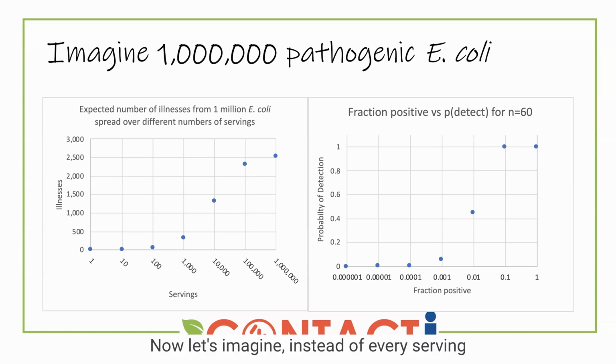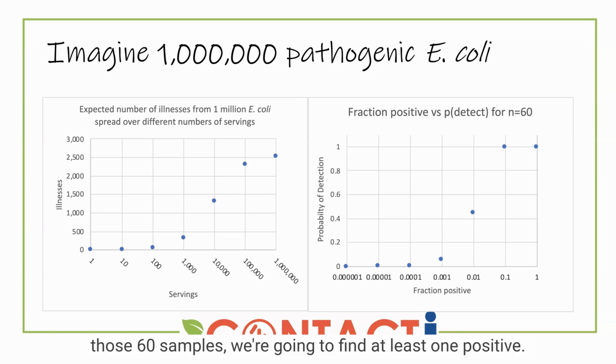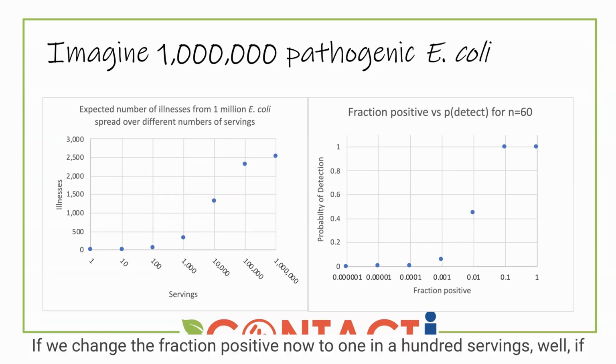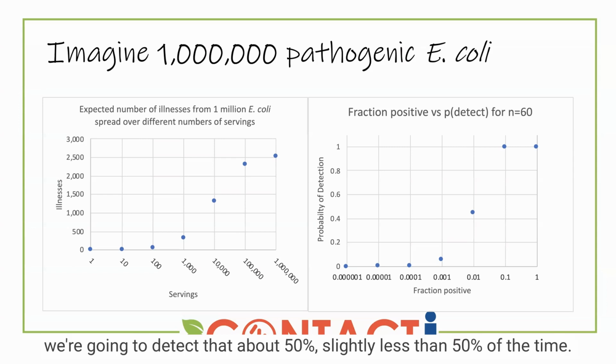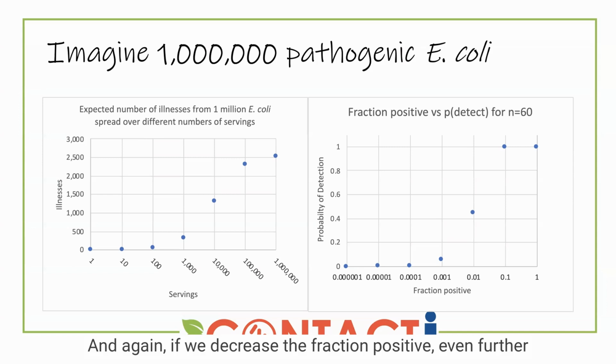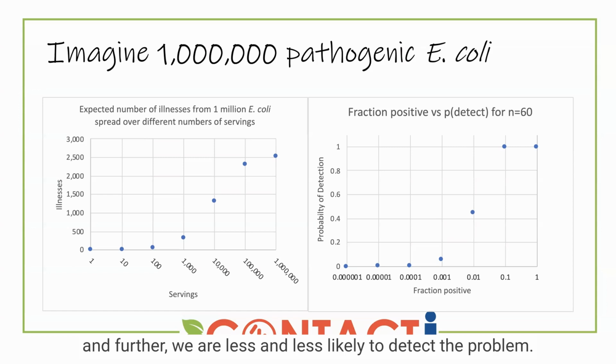Now let's imagine instead of every serving being positive, 1 in 10 servings is positive. Chances are if we take an n equals 60 sampling plan, it's almost inevitable that in those 60 samples, we're going to find at least one positive. If we change the fraction positive to 1 in 100 servings, we're going to detect that slightly less than 50% of the time. And if we decrease the fraction positive even further to 1 in 1,000, we are going to find that contamination some of the time, but as we drop the fraction positive further and further, we are less and less likely to detect the problem.